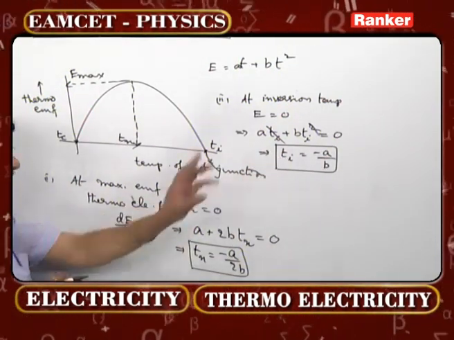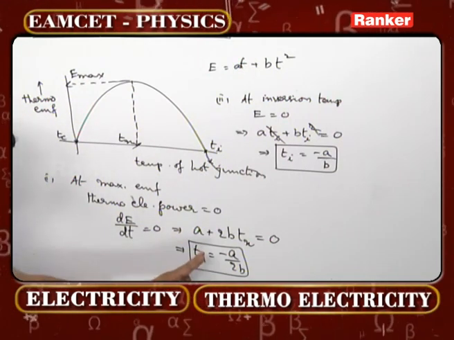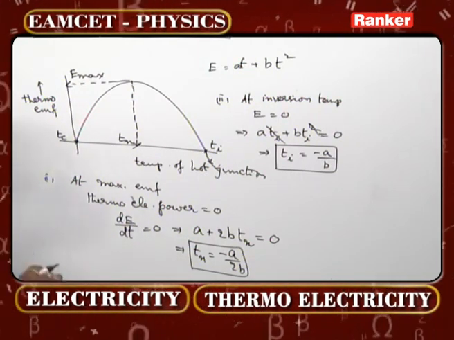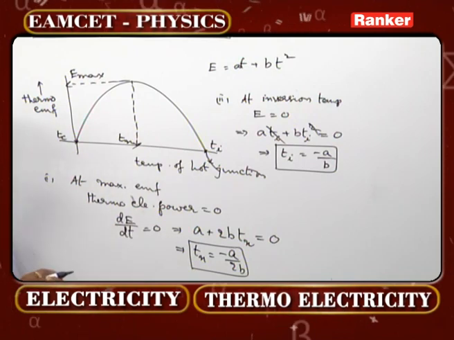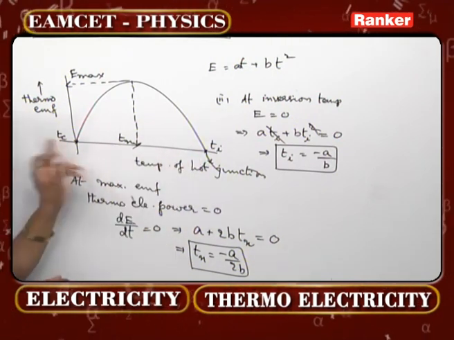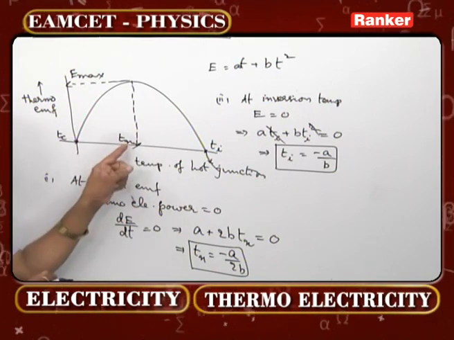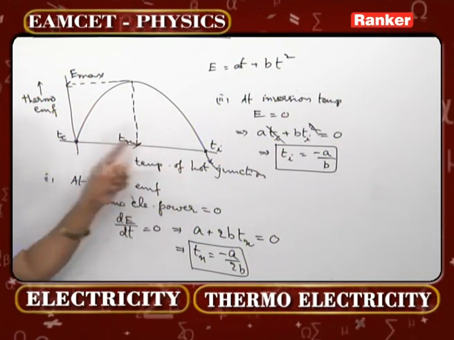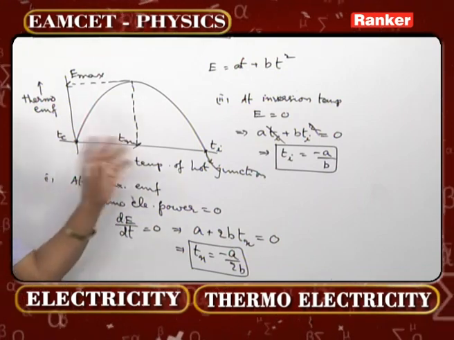So one equation for inversion temperature, one equation for neutral temperature, and the other equation I have already written, that is the relation between neutral temperature, inversion temperature and cold junction temperature, which is Tn is equal to Ti plus Tc by 2. That is the point.